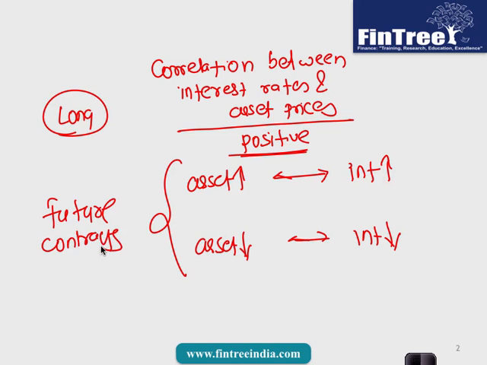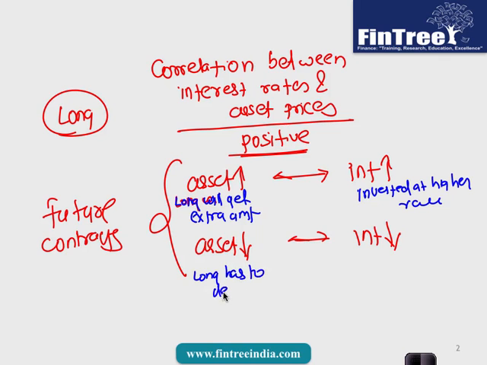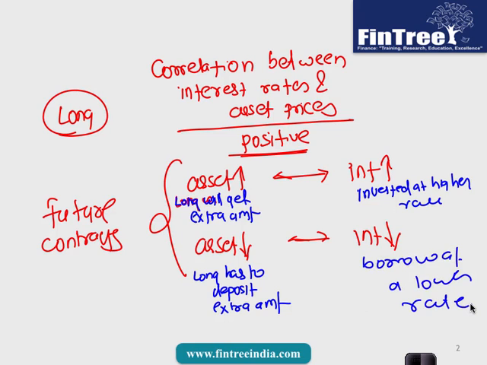Why? Because in a future contract, when the asset price increases, the long will get extra amount deposited into his account, and that amount can be invested at a higher rate. And when the price decreases, the long has to deposit extra amount into his account, and that amount he can borrow at a lower rate. Is that making sense? So the opportunity cost of loss is lesser, but the opportunity cost of profit is higher, and therefore the preference would be for future contracts.